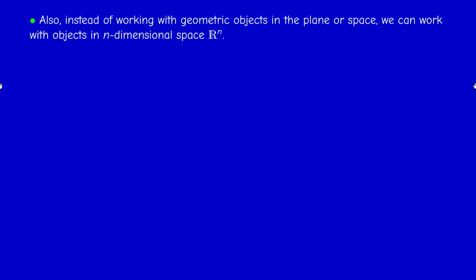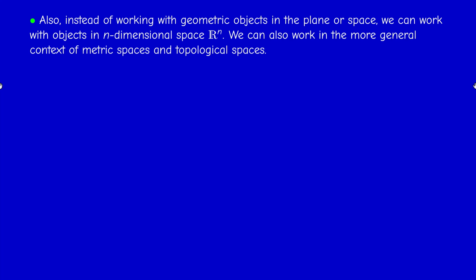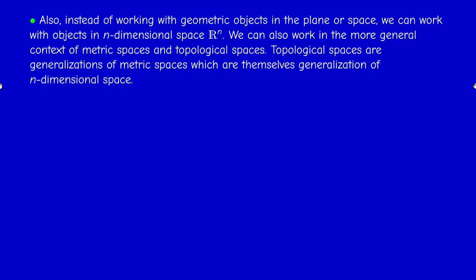But we can, instead of working with just figures in the plane or space, work more generally with figures in n-dimensional space, that we cannot picture, unfortunately. But we can study them. We can study shapes in R^n. And we can also still deal with more general situations. Instead of working in R^n, we can work in what we call metric spaces or topological spaces. Topological spaces are generalizations of metric spaces, which are themselves generalizations of n-dimensional space.